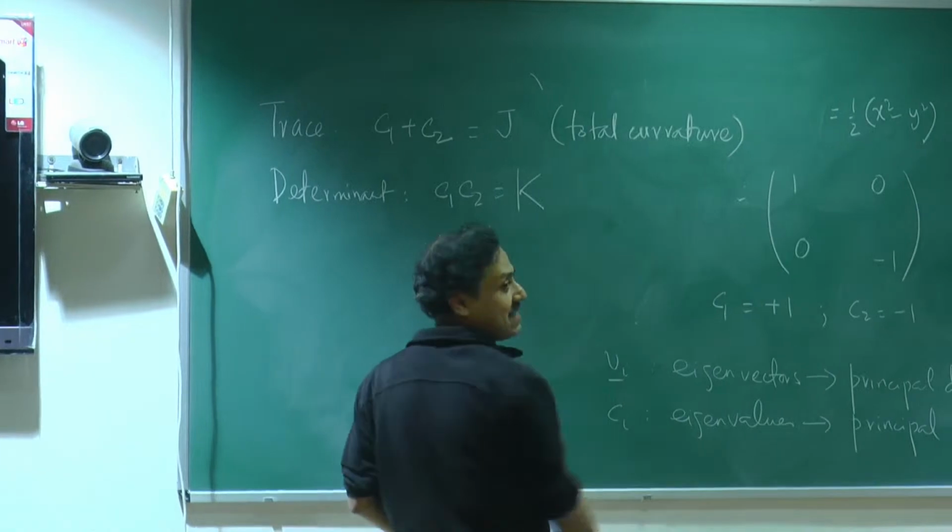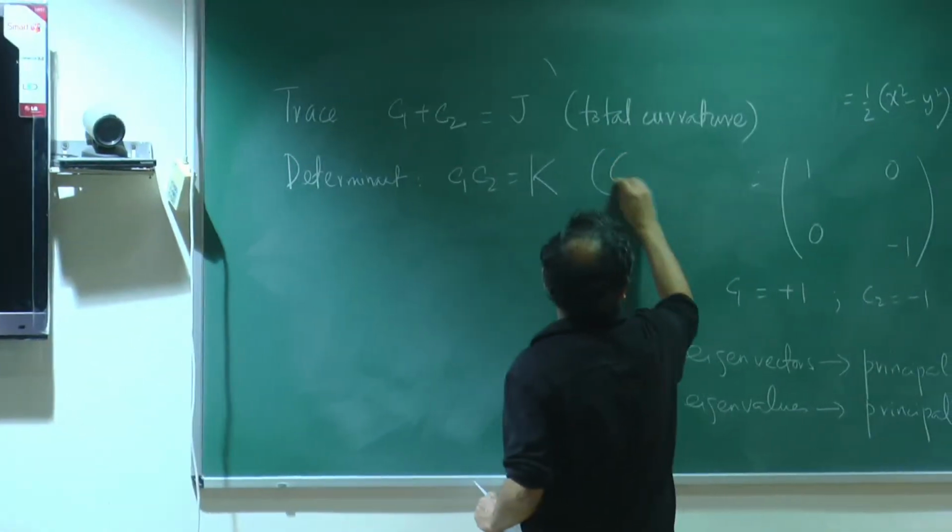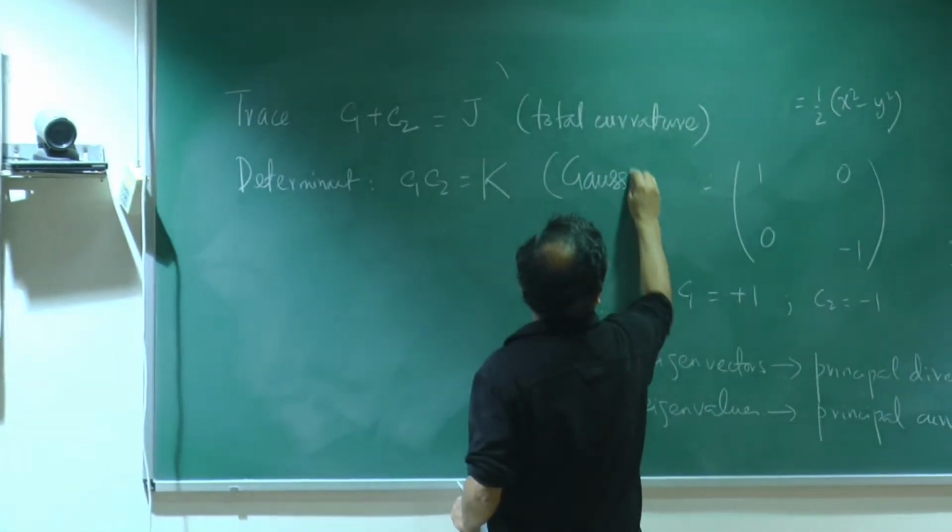The other one, which is the product of these two, also has a very good name, which is called the Gaussian curvature.